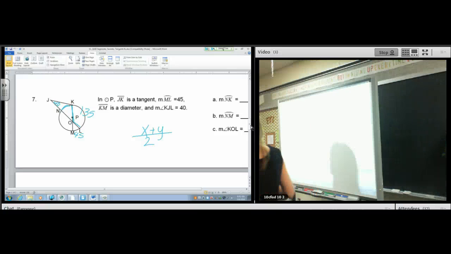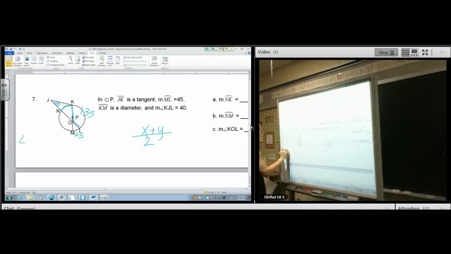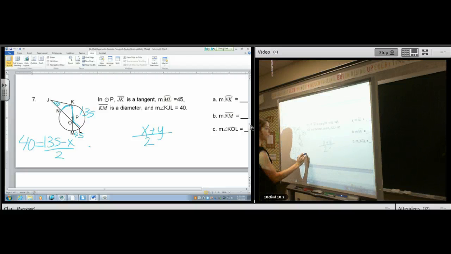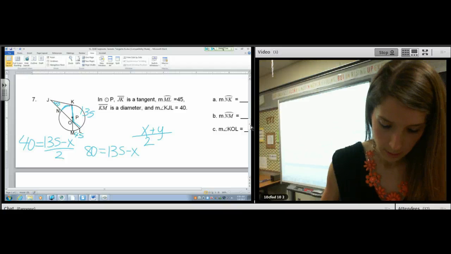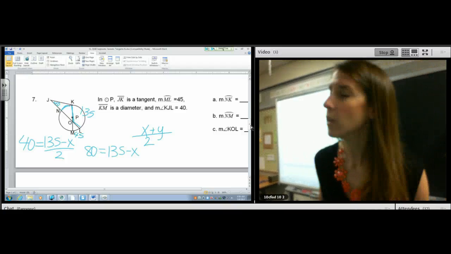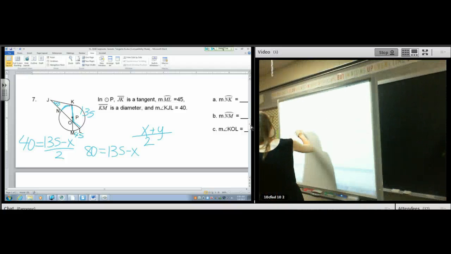So I know to get angle 40, I'm going to subtract my arcs and divide by 2. So now I'm going to work backwards. 80 is 135 minus x. And so let the x and the 80 trade places. So 135 minus 80. And that means that this is 55.